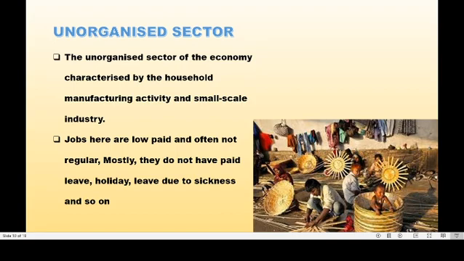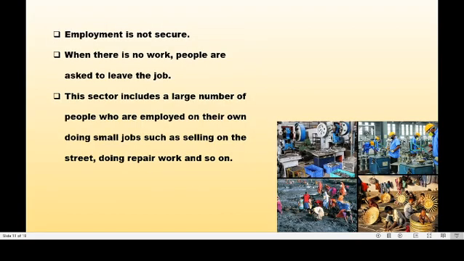So when you work in a private sector, do you have any job security there? Or do you get high enough wages? Or do you get paid holidays? No, not at all. Such a sector is known as the unorganized sector, where employment is not secured. I mean, they don't have any job security. So if there is no work, the people are asked to leave the job. But in the case of the organized sector, it is not like that.